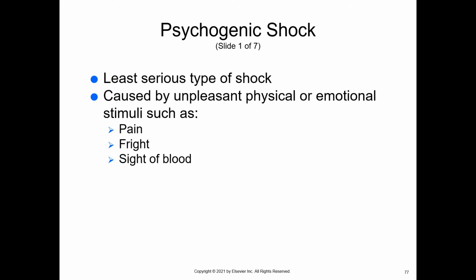Psychogenic shock. Psychogenic shock is the least serious type, and it's the last type I'll be discussing. It's caused by unpleasant physical or emotional stimuli, such as pain, fright, or the sight of blood. This is the type of shock that I'm concerned with when I'm teaching venipuncture and I worry about my students fainting, or if I'm drawing somebody's blood in the office setting and I worry about them fainting.